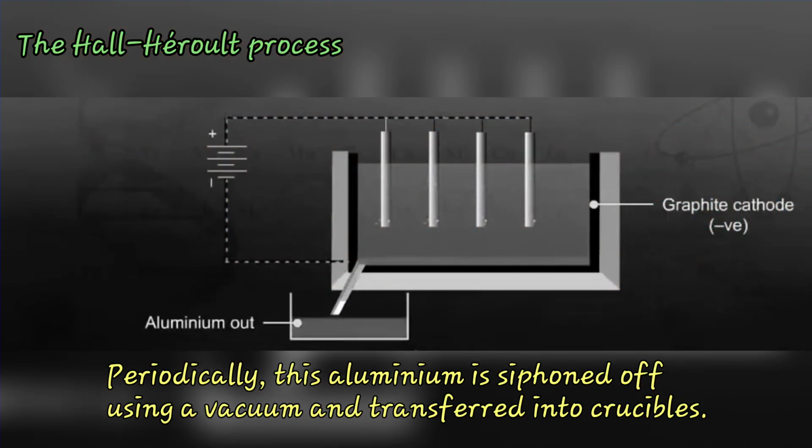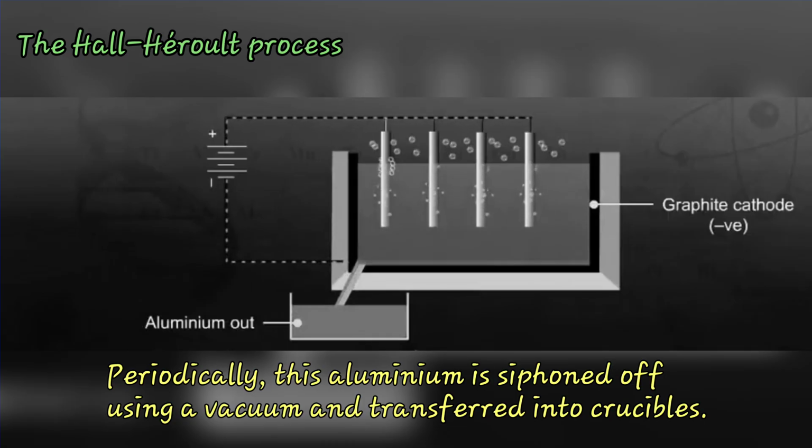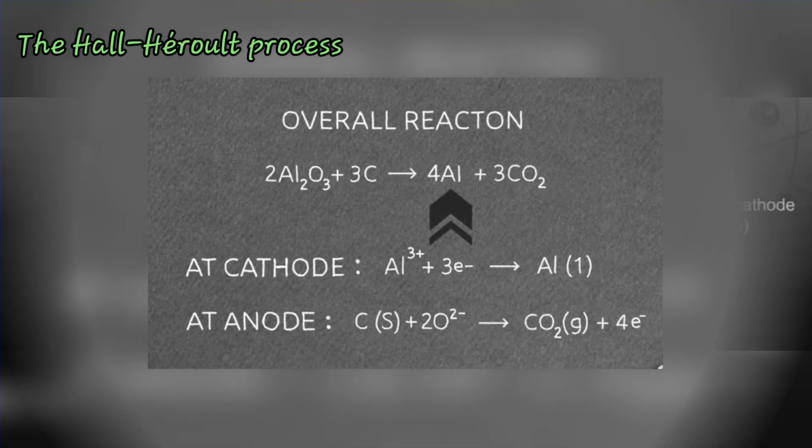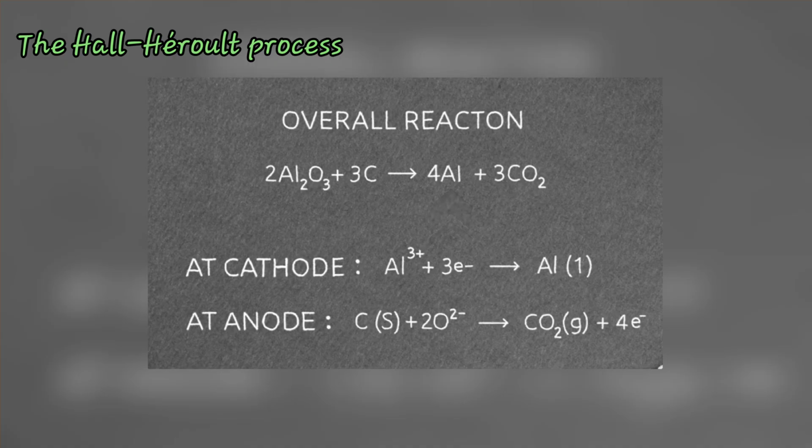Periodically, this aluminium is siphoned off using a vacuum and transferred into crucibles. The overall reaction for the Hall-Héroult process is given as follows.